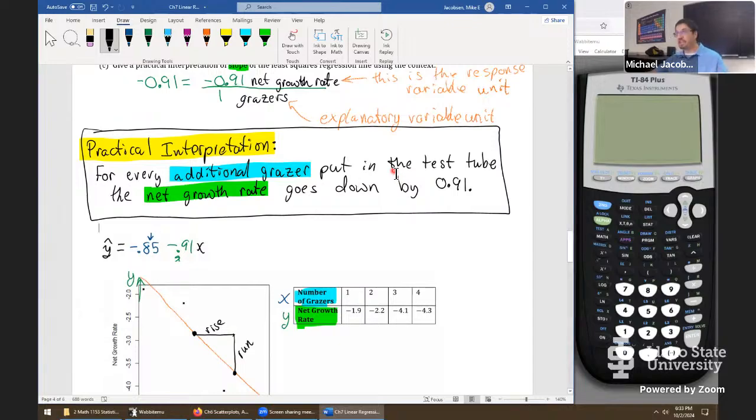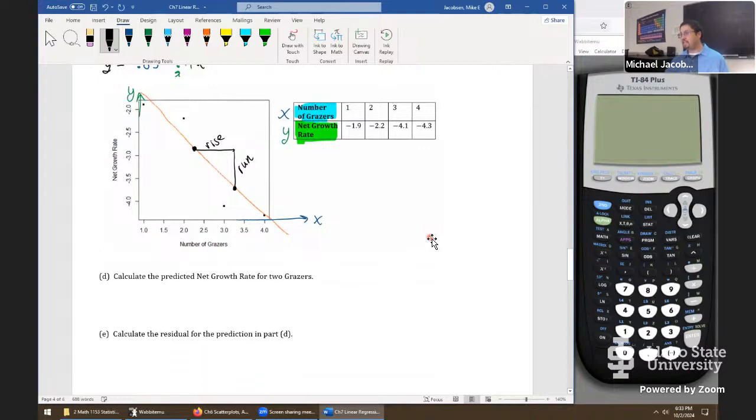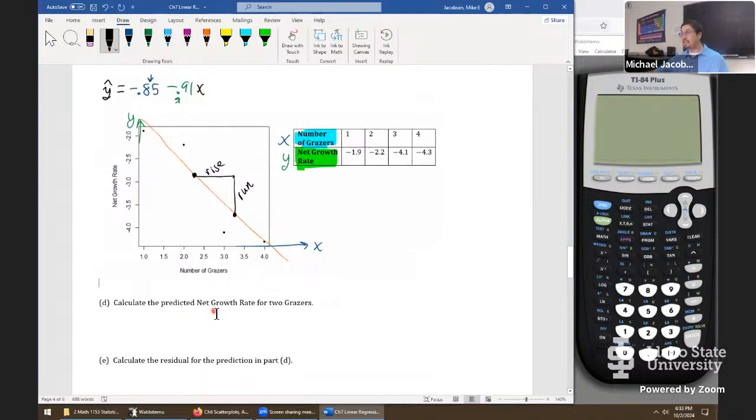Okay, definitely a little bit tricky on these kinds of things. And this is where it all gets a little bit easier. Part D says, calculate the predicted net growth rate for 2 grazers. Now, that's a weird problem because you already know at 2 grazers, the experiment gave us a net growth rate, negative 2.2. But what we're asking is, what if we put 2 into the model? We would get a value that's right around here. And we're wondering, what is the predicted value? So let's give this a try. When it says 2 grazers, let me use just yellow highlighting for that.